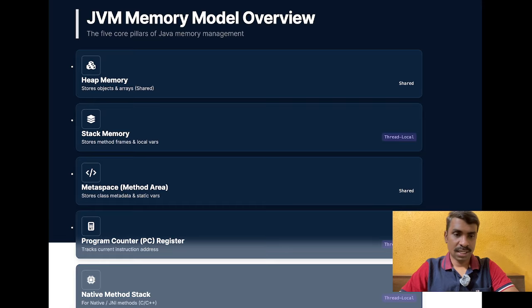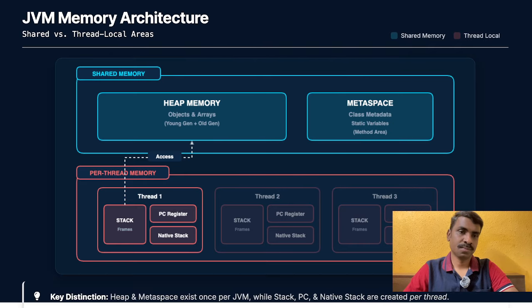Metaspace, or method area, stores class metadata and static variables. It's also shared. Program counter register tracks the current instruction address. It is also thread local. Native method stack is for native JNI methods like C, C++. It is thread local. This is an overview of the 5 core pillars of Java memory management. We can go one by one in detail.